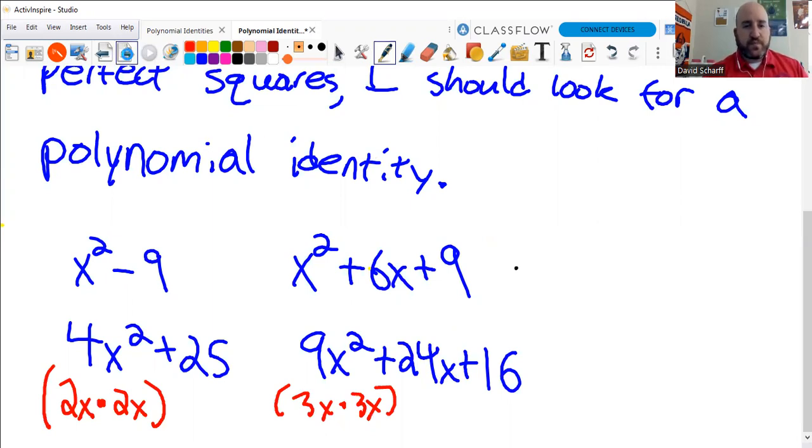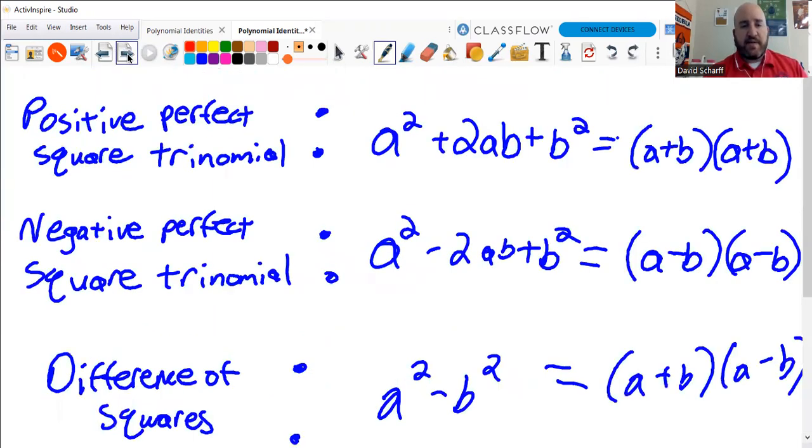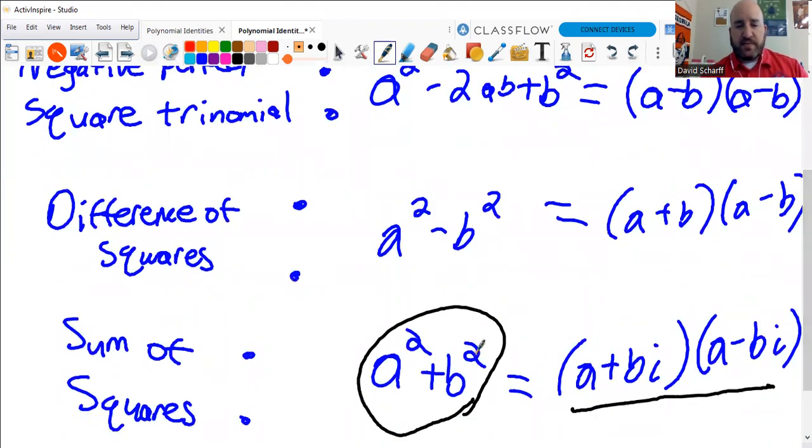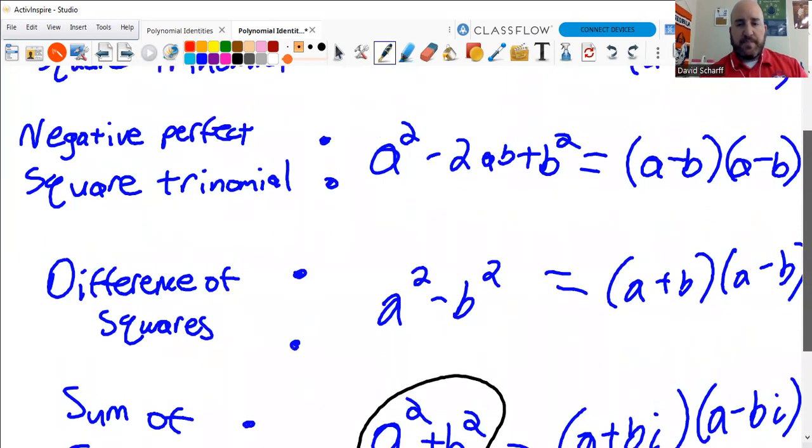These are your four identities. I have a positive perfect square trinomial, a negative perfect square trinomial, difference of squares, and sum of squares. Again, these are just standard forms. It all has to do with this a and b though. If you look at my factors all the way down, I have a plus b times a plus b, a minus b times a minus b, a plus b times a minus b, and then down here, a plus bi times a minus bi. I don't know why these weren't erased when I saved this initially, but sum of squares is the one we're going to focus on.